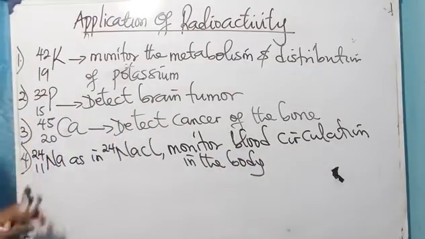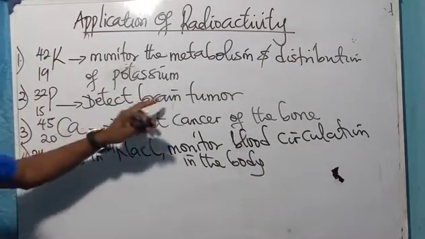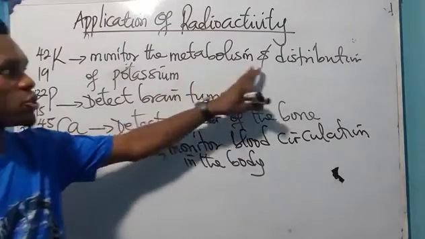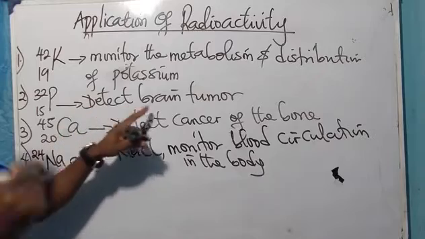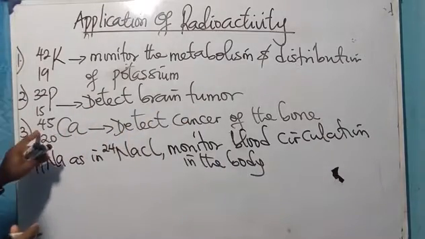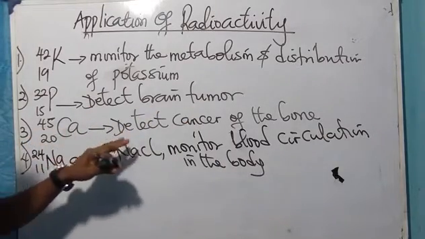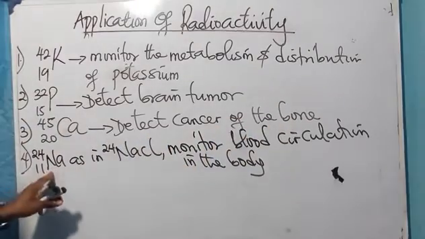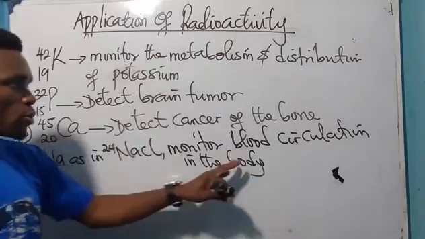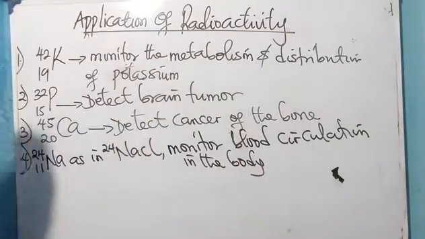Please don't forget, potassium 42 is used to monitor the metabolism and distribution of potassium. Phosphorus 32 is used to detect brain tumor. Calcium 45 is used to detect cancer of the bone. Then sodium 24 is used to monitor blood circulation in the body.